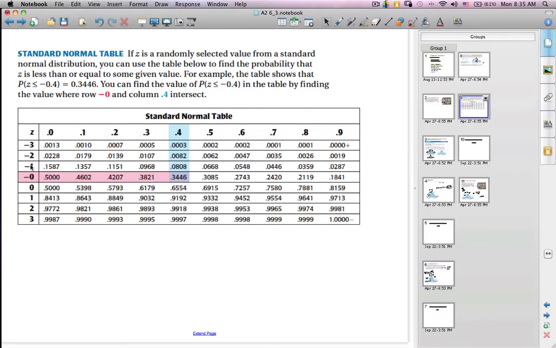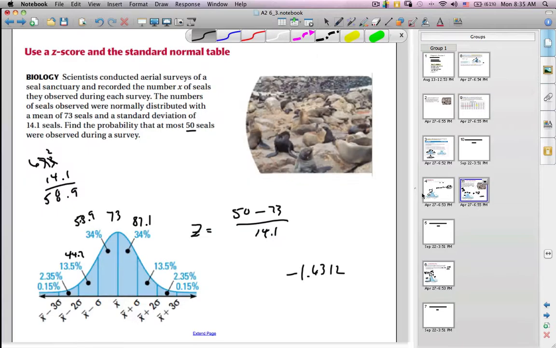So here's negative 1.6. Let's go ahead and look at that. Negative 1.6 right there. So this is 0.0548. Okay, so the answer would be 5.48%. Let's look on our table to see if that makes sense.